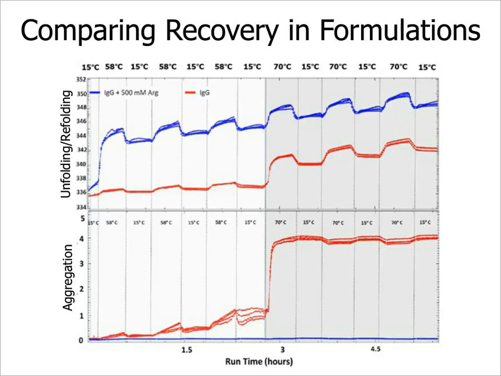Now, if we look at the other side of the story, the aggregation. In the bottom panel, you can see in the presence of arginine, there is no aggregation at all. We're not seeing any aggregation occurring, even when we increase the temperature to 70 degrees. But in the absence of the arginine, we're seeing significant aggregation. And even after only 2 or 3 cycles, we're starting to get irrecoverable aggregation occurring.